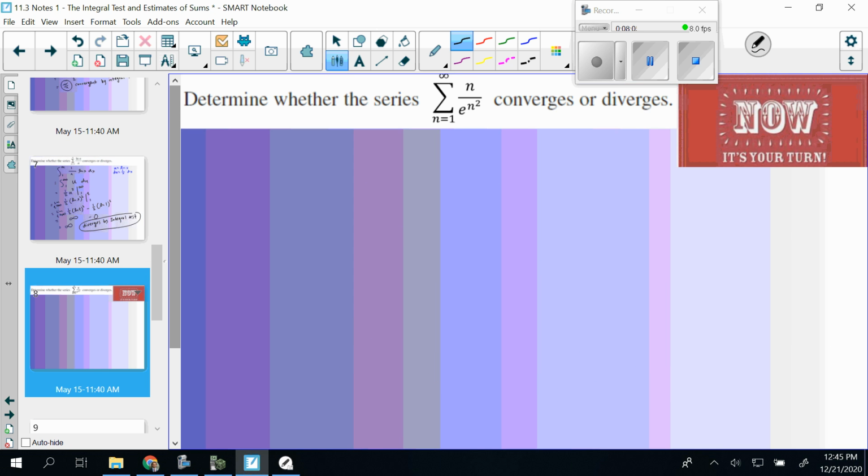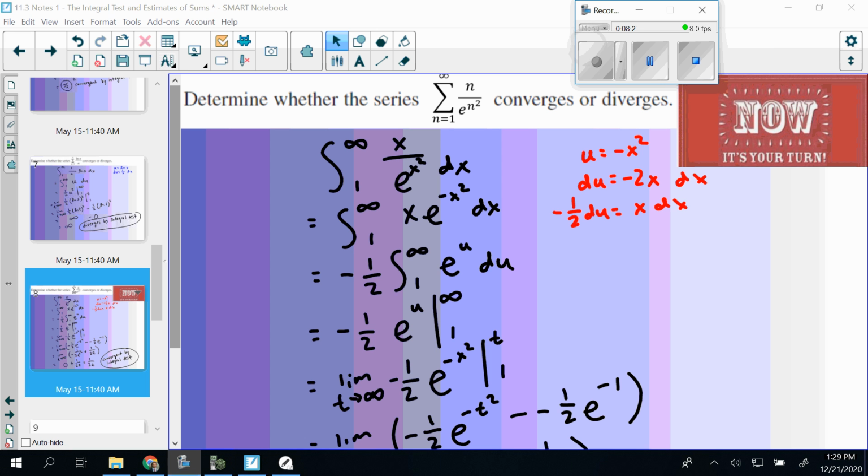All right, let's have you pause the video and see if you can determine this one again using the integral test for this one. So set it up as an integral and see if you can solve this one out. All right, let's see how you did on this one.